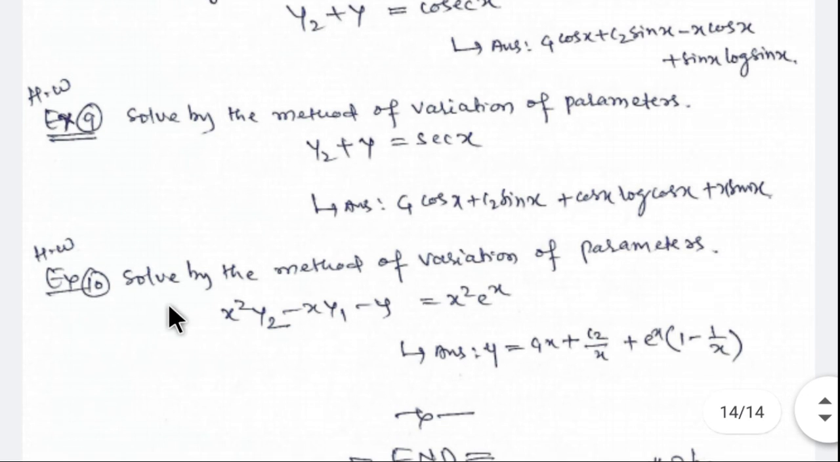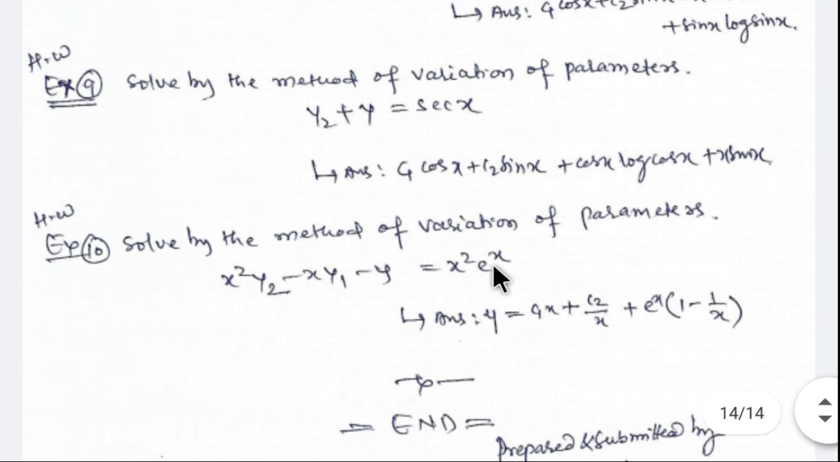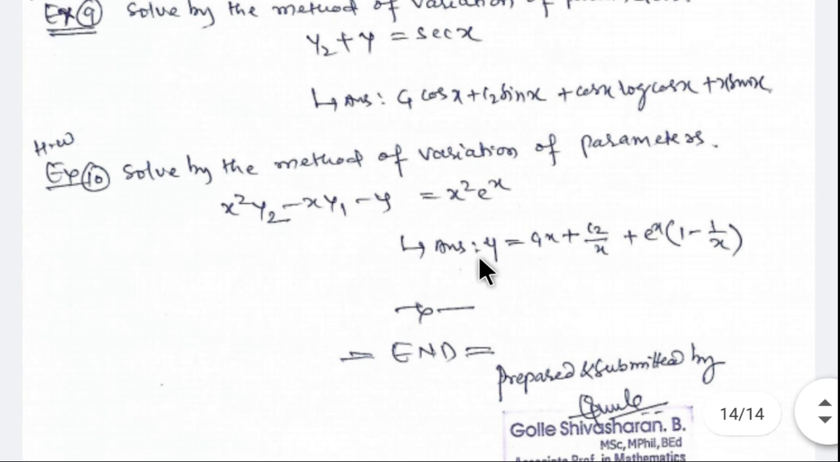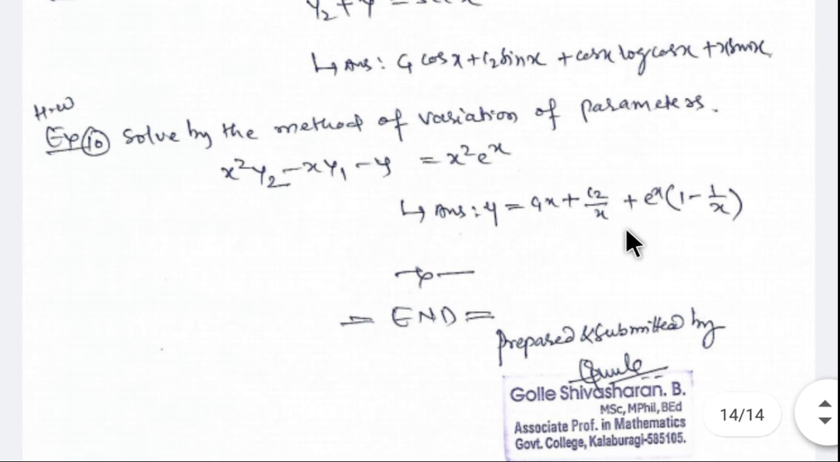In example 10, solve by the method of variation of parameters: x square into y2 plus x y1 minus y equal to x square into e raised to x. This is just like the above example. You can follow the above method. The final answer is y equal to c1x plus c2 by x plus e raised to x into bracket 1 minus 1 by x.